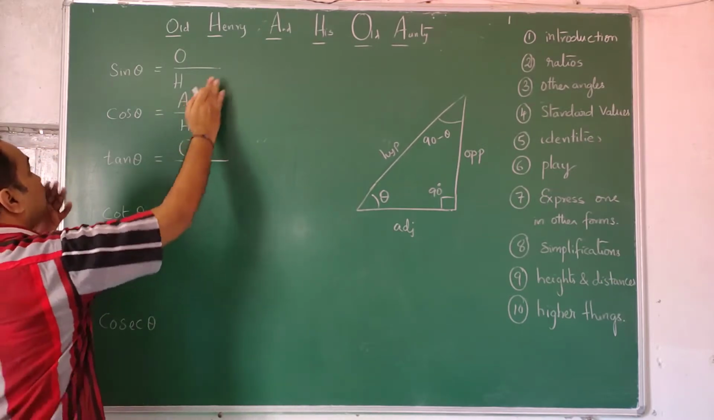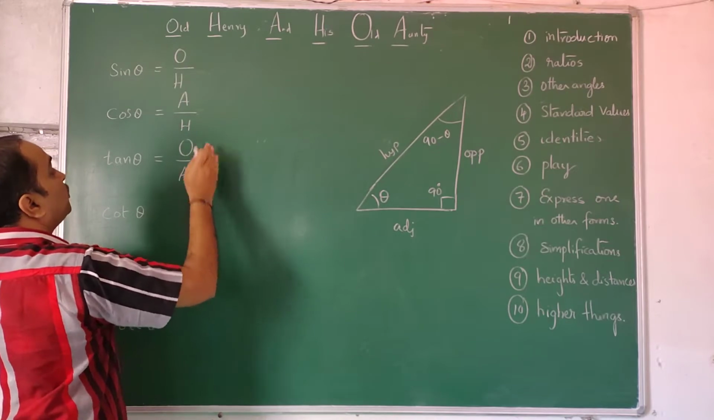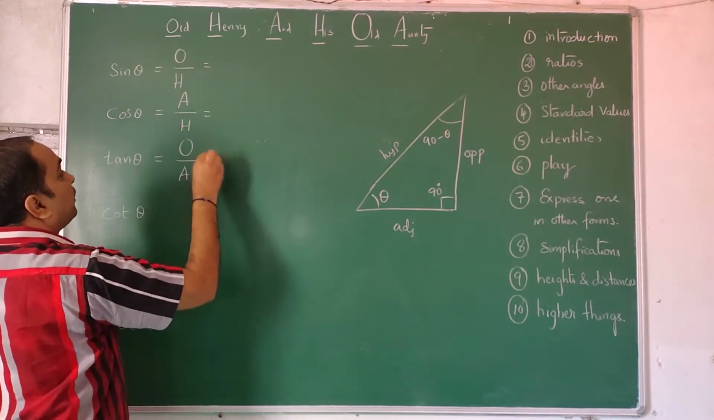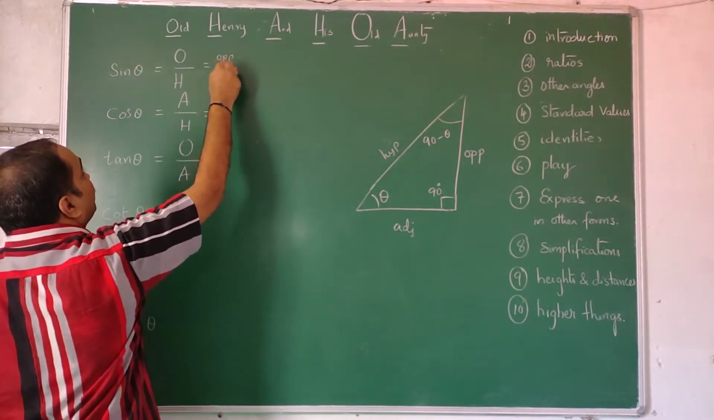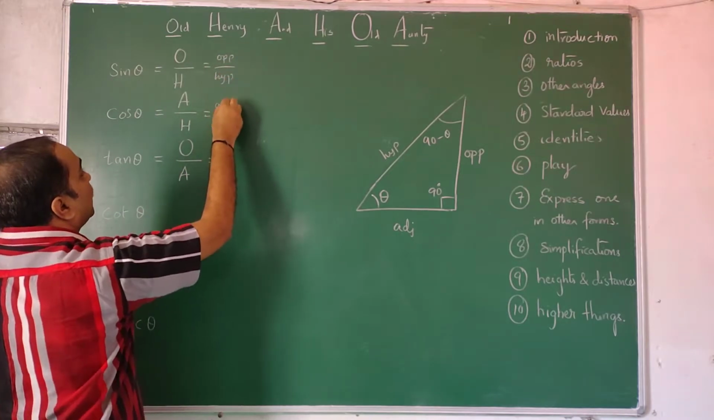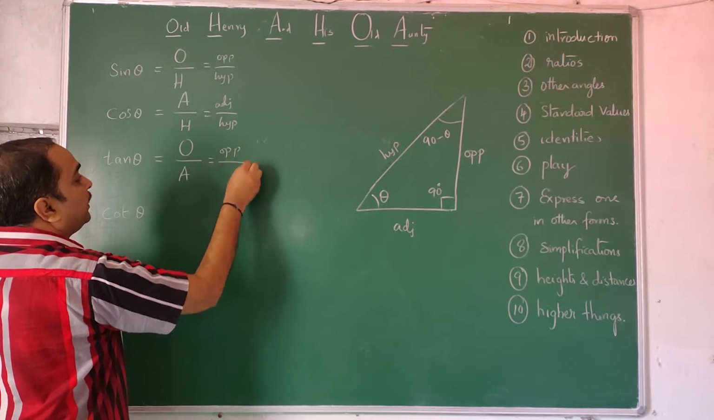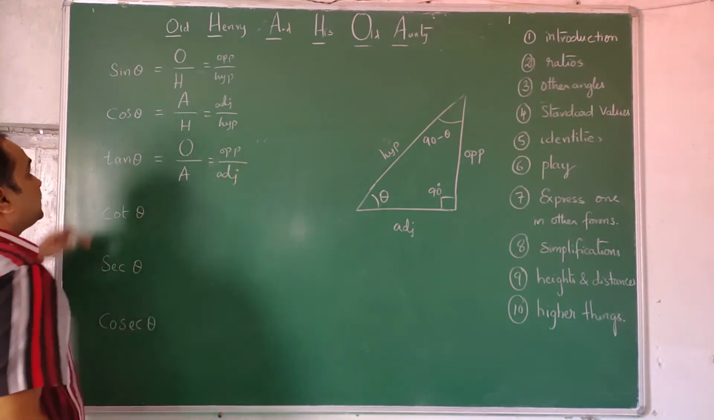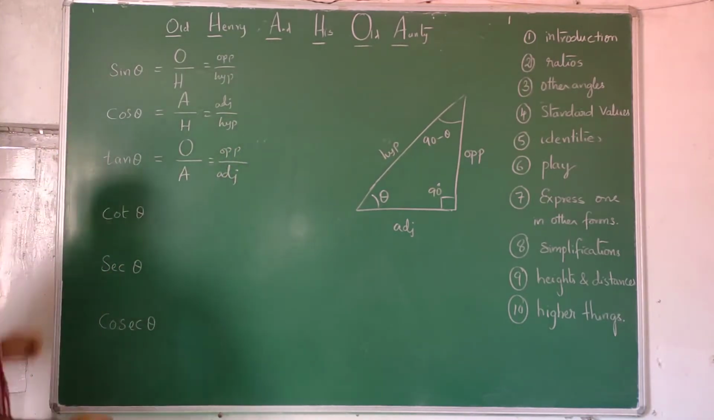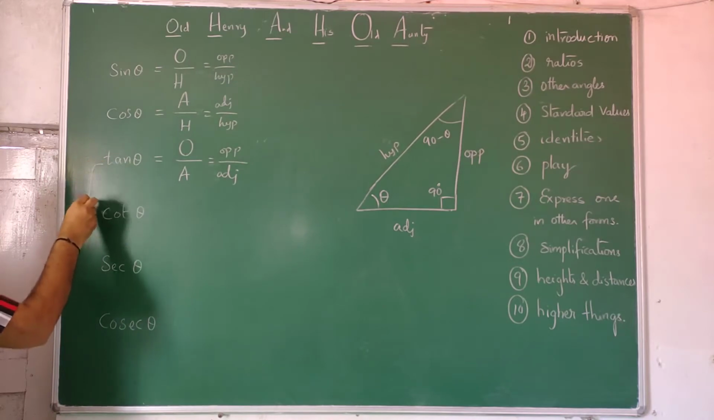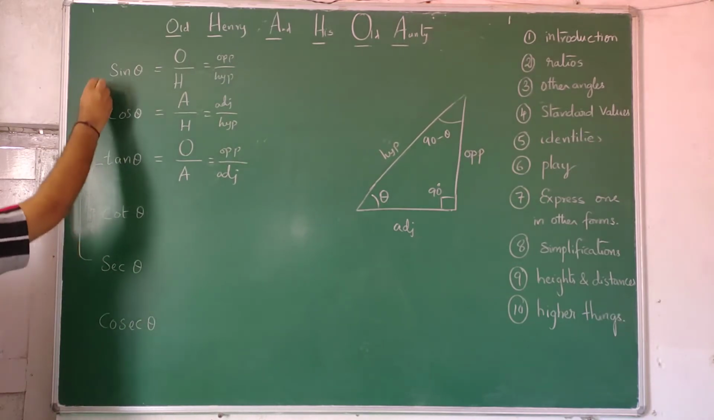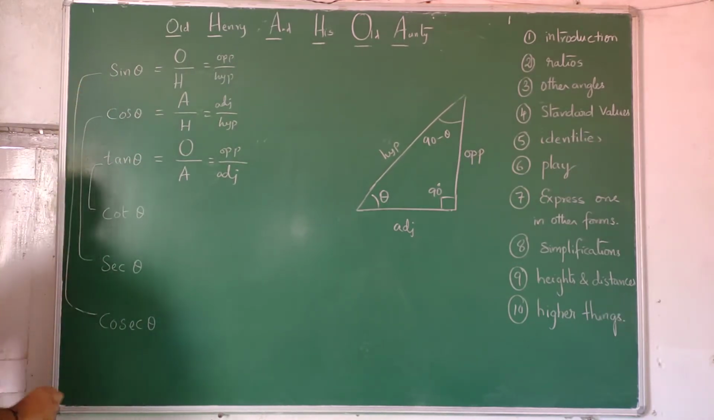If you want to give the acronym for that, abbreviations now. Opposite by hypotenuse, adjacent by hypotenuse, opposite by adjacent. So first three things you'll understand. Their reciprocals like this. Remember this into this. This reciprocal is this. This reciprocal is this. It's easy to remember the other things.